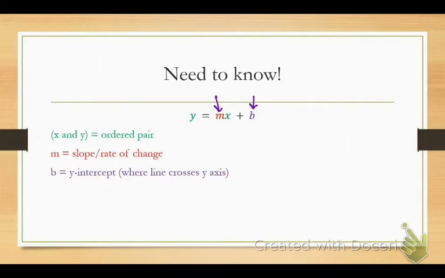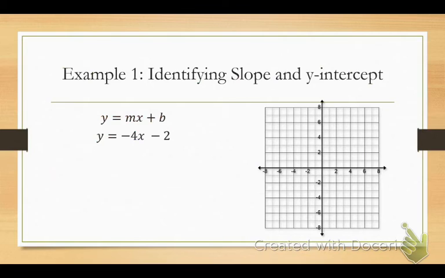All right, what does it mean for something to intercept something else? It means to cross it. So this number at the end of the equation actually tells me where the line is going to cross the y-axis. All right, so that is going to give me a nice little shortcut to graphing a linear equation.